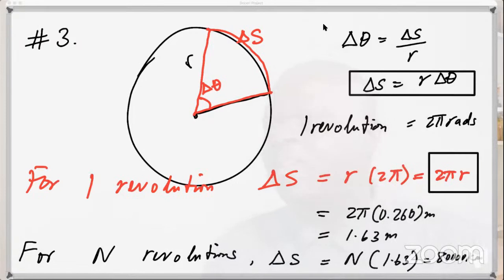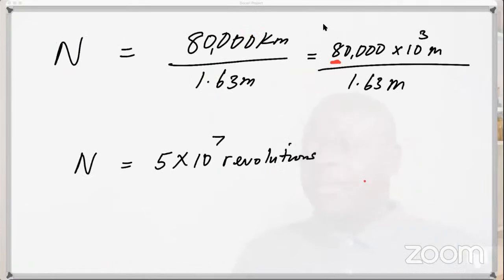If you took a thread and put it around the tire, then stretch it out, that linear distance is what we're calling delta S, and it will just be equal to the circumference, which is 2 pi r. So the question is asking us, how many of such threads do we need to join end to end to get 80,000 kilometers? And the answer is to take 80,000 and divide by the length of one thread or one rotation. That will give you how many threads or how many rotations you must make to achieve that distance.